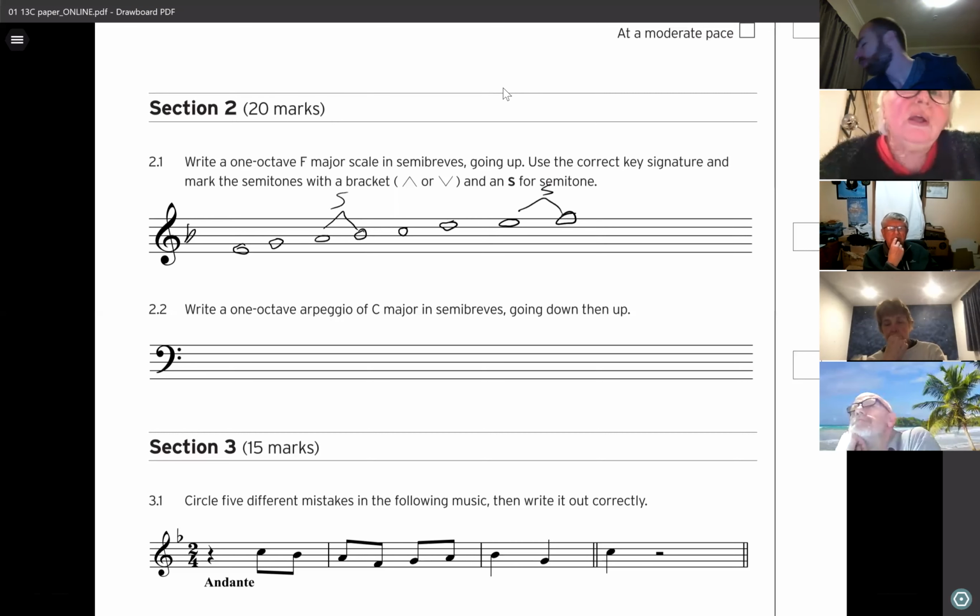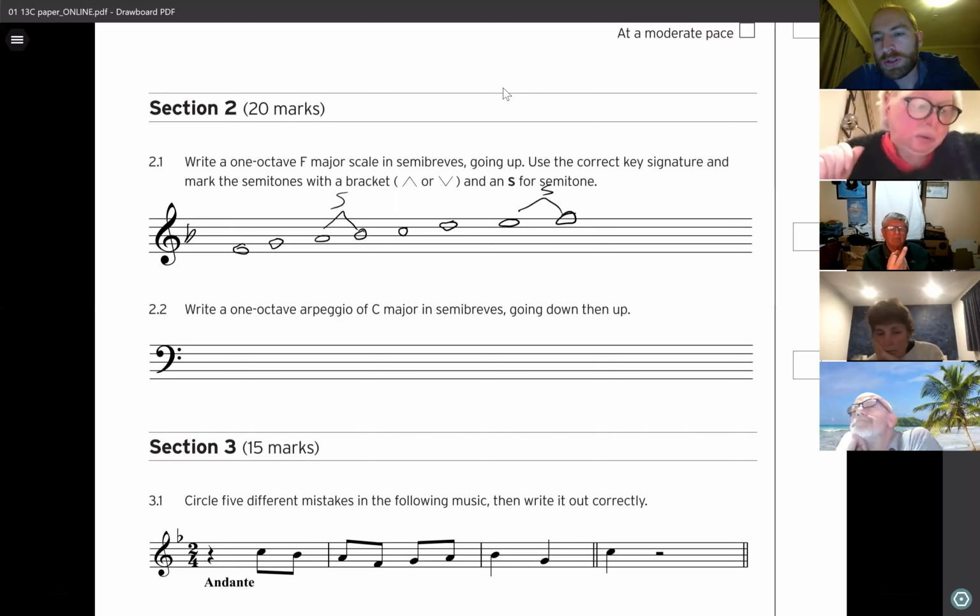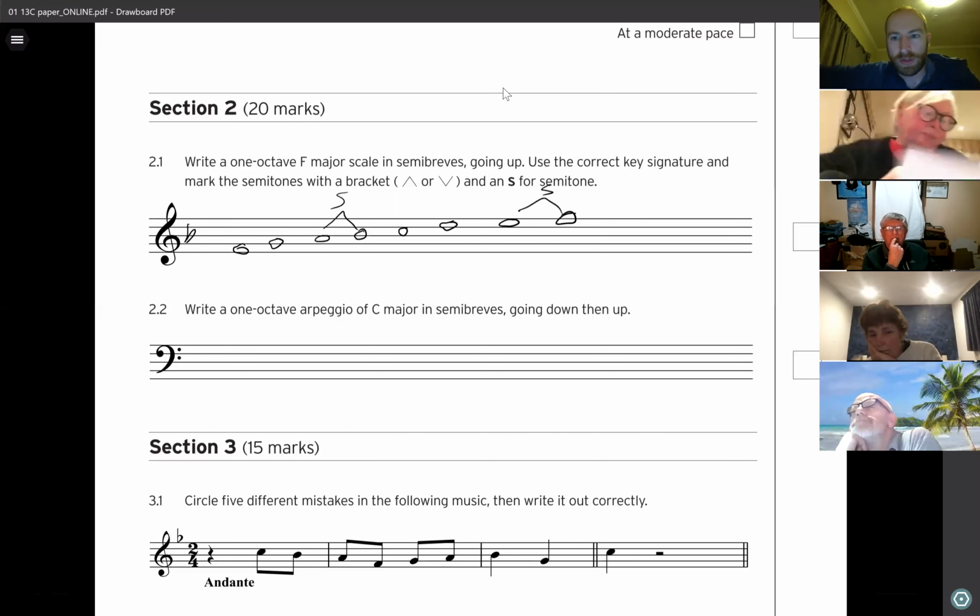I haven't got that in my cheat notes. I'm not sure we actually did talk about it. So, a scale is every note in the scale, right? An arpeggio is only notes 1, 3, 5, and 8. Oh, so 1, 3, and 5 are your triad, and then you just add the octave at the top.